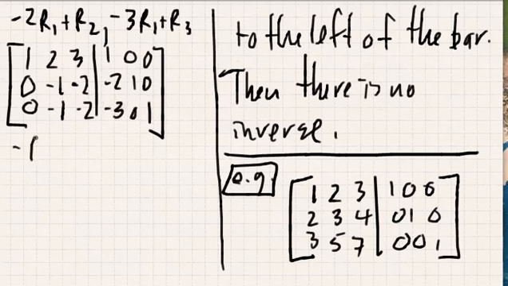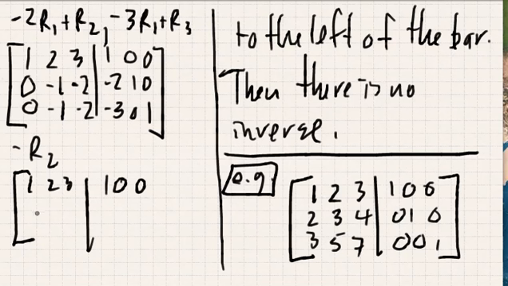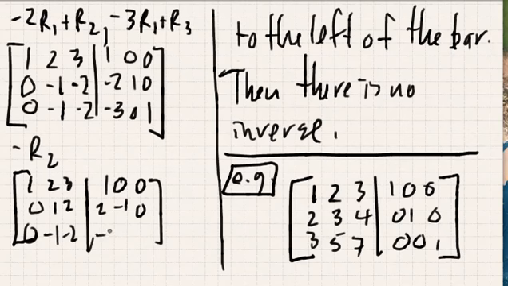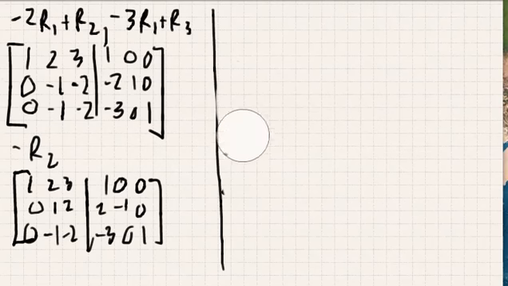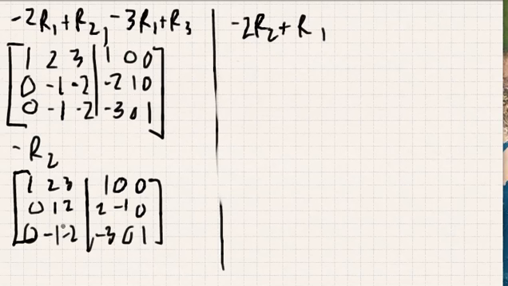Okay, now I'm going to take negative of row 2 to get a 1 here, and I get 1, 2, 3, 1, 0, 0, 0, 1, 2, 2, negative 1, 0, and 0, negative 1, negative 2, negative 3, 0, 1. Okay, what do I do here? I want to get rid of the 2 above the 1 right here. So I'll take negative 2 row 2 and add that to row 1. And I want to turn this 1 into a 0, so I can just add 1 and negative 1 to get 0. So row 2 plus row 3.